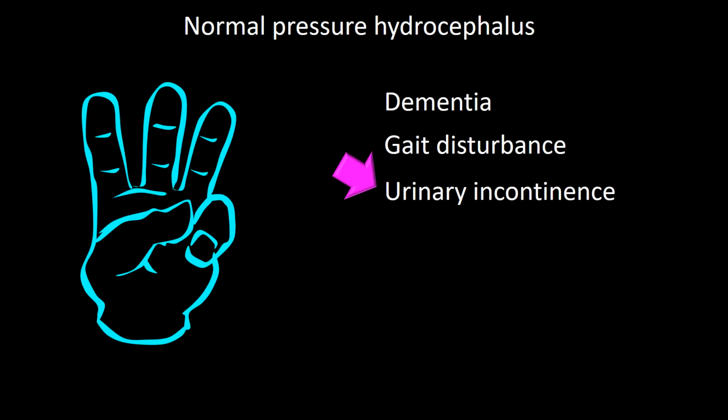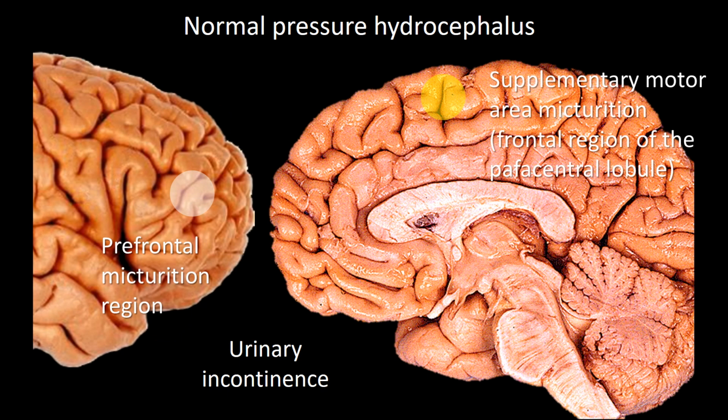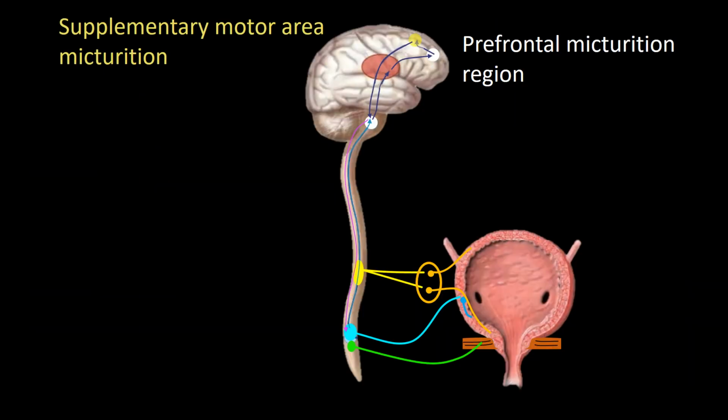The third element of the triad is urinary incontinence. To understand how urinary incontinence develops, it is important to know that in the cerebrum we have two urinary related areas. One in the lateral surface of the prefrontal region of each hemisphere, and another one in the mesial surface of each hemisphere in the supplementary motor area. In this new diagram of the brain, the spine and the bladder, I have listed the two previously mentioned areas and the major loops involved in bladder control.